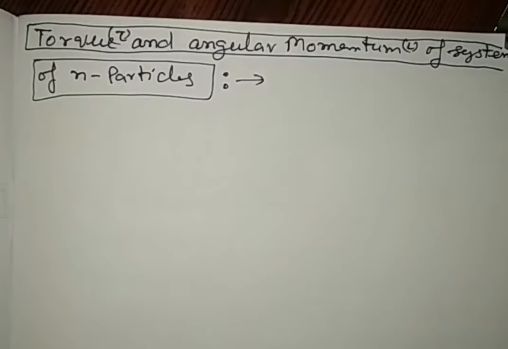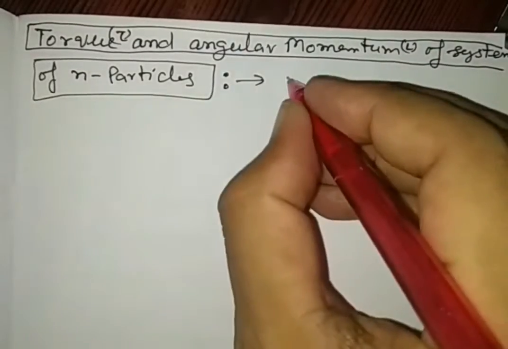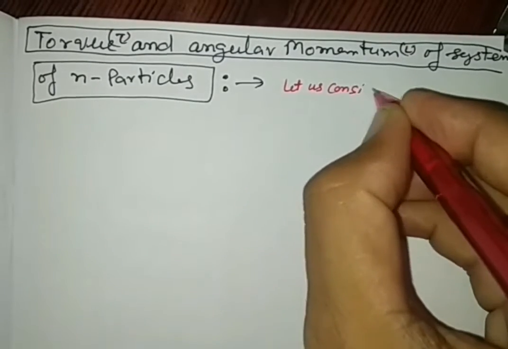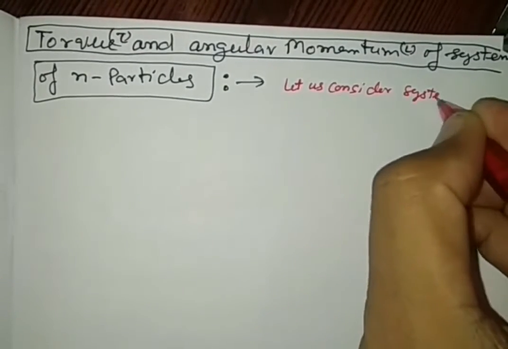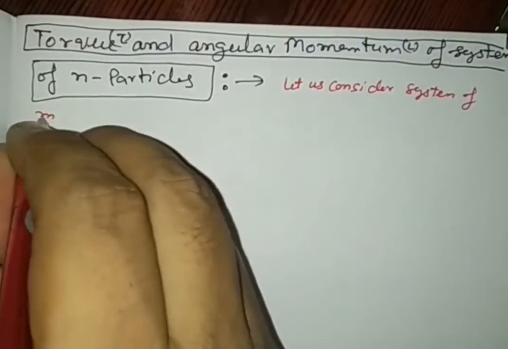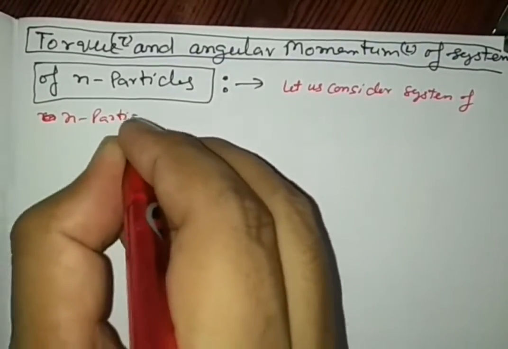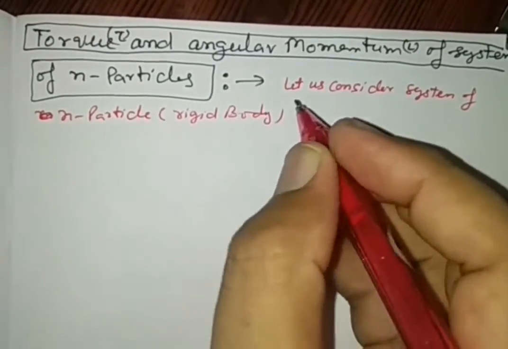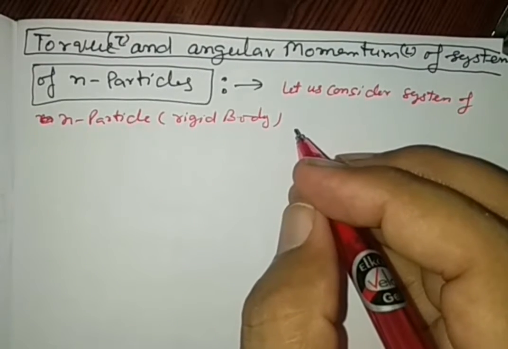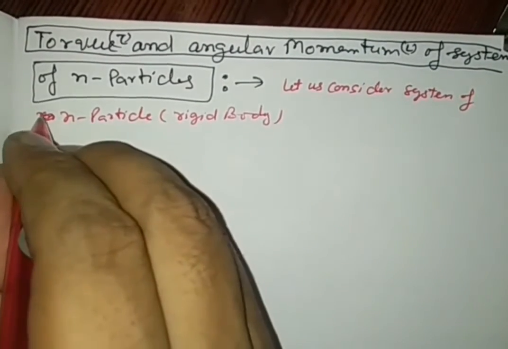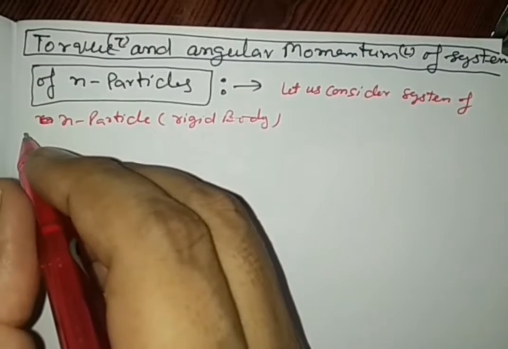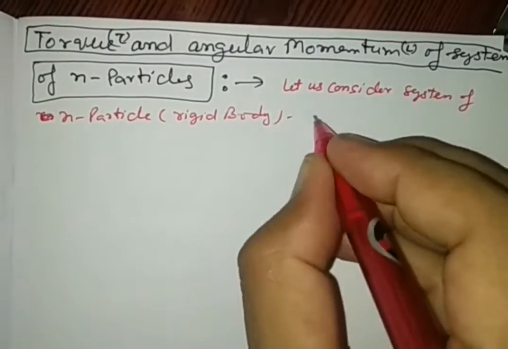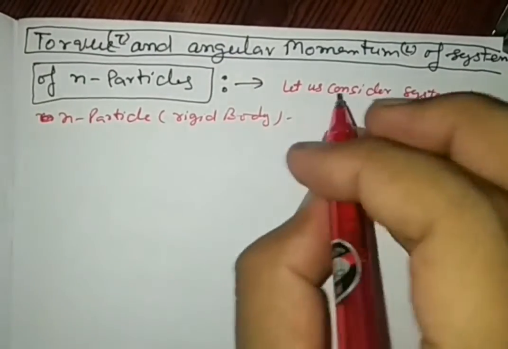So here in this, let us consider a system of n particles. This is also called a rigid body, because you know that in a rigid body there are a number of particles, and the concept of a rigid body we know: on applying force, there is no change in shape and size, due to intermolecular force, right? So this system, a rigid body, has n particles.